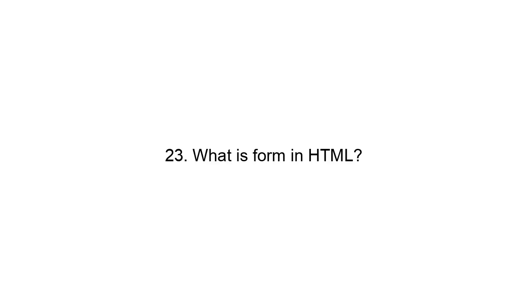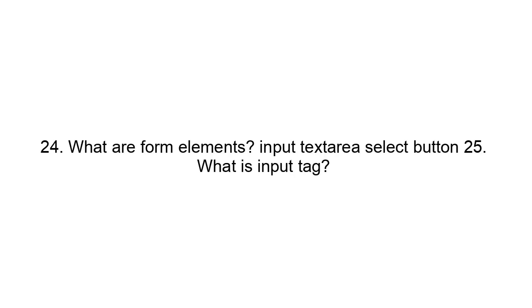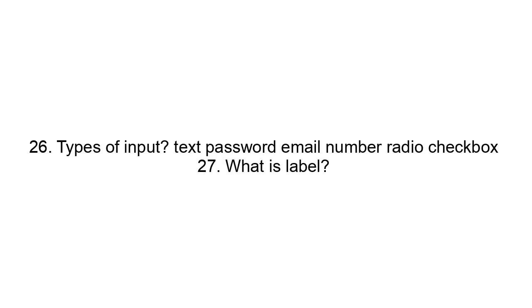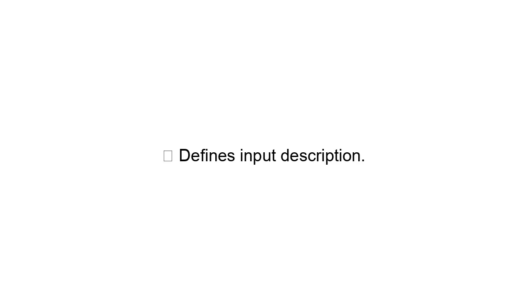23. What is form in HTML? Collects user input. 24. What are form elements? Input, text area, select, button. 25. What is input tag? Used for user input. 26. Types of input: text, password, email, number, radio, checkbox. 27. What is label? Defines input description. 28. What is button tag? Clickable button. 29. What is field set? Groups form elements. 30. What is legend? Caption for field set.